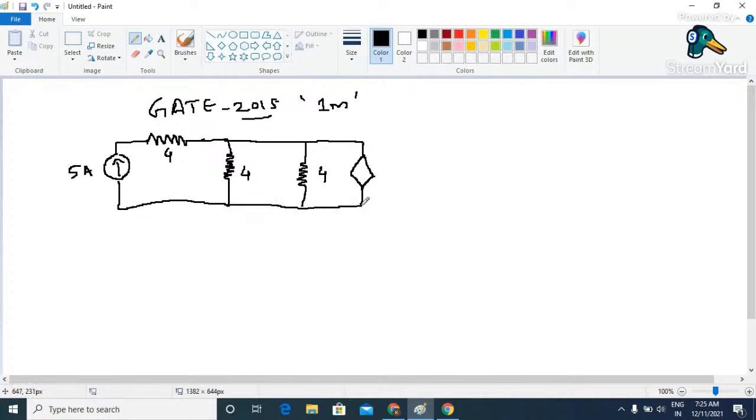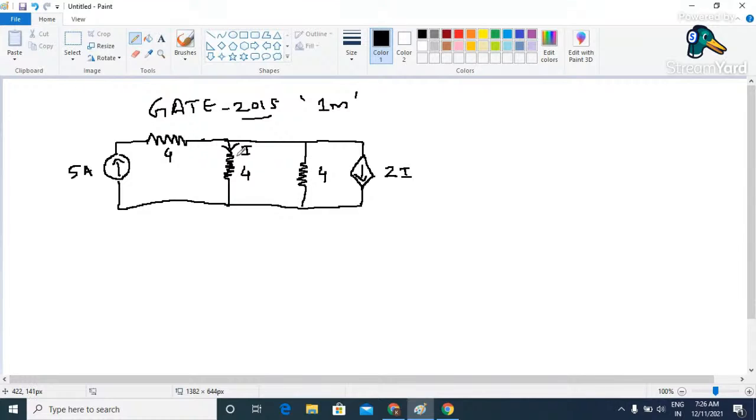Now whether it is current controlled or voltage controlled, that we need to find out. See, this is an arrow, that's why it is a current source. And the magnitude is specified as 2 into I, so it is going to be a current controlled current source. And what is I? I is the current flowing through this resistor. So this is very important.